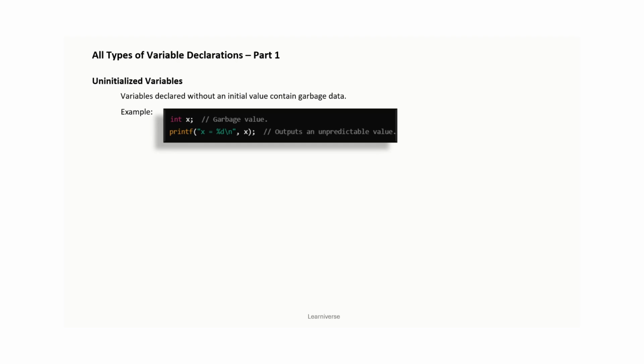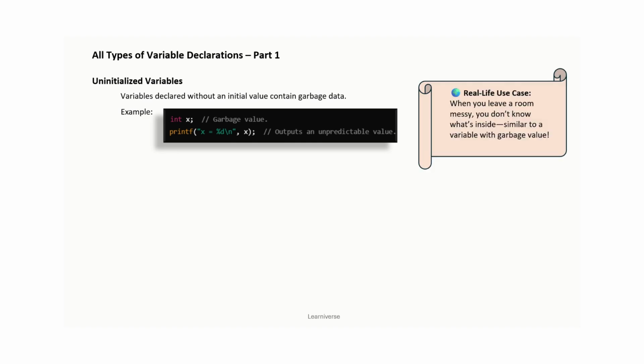Now let us understand all types of variable declarations. The first one is that variables can be uninitialized, which means they can contain garbage values until explicitly assigned. Here you can see integer x is declared but it is not initialized, hence it contains a garbage value. Think of one real use case: when you leave a room messy, you don't know what is inside, right? Similar to a variable with a garbage value.